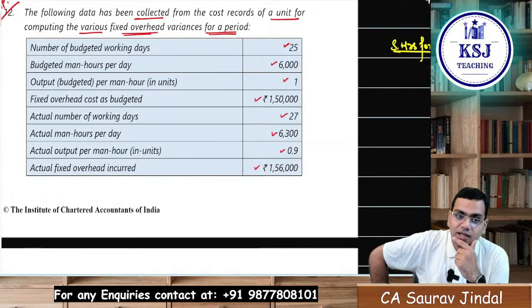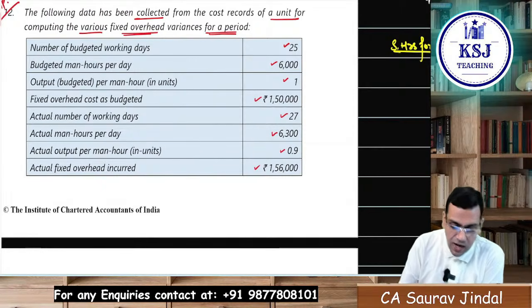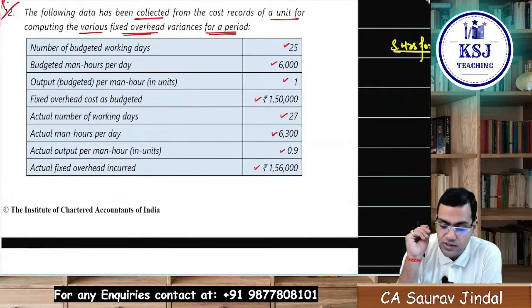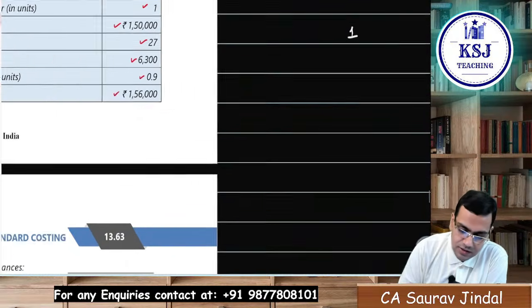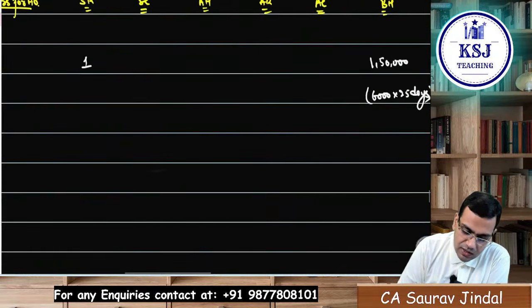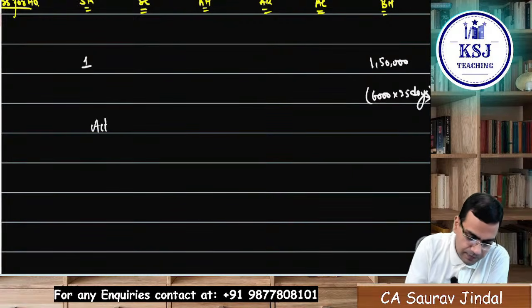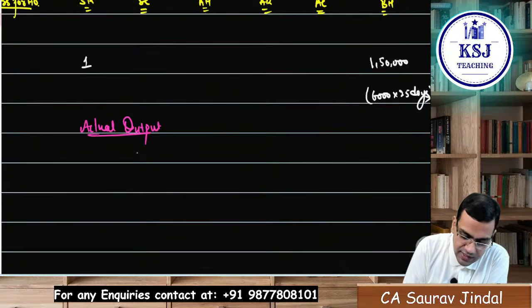How to calculate the actual output now? He says in 1 hour you are manufacturing 0.9 units, right? So we are going to calculate the actual output, right? He says in 1 hour you are manufacturing 0.9 units, right?